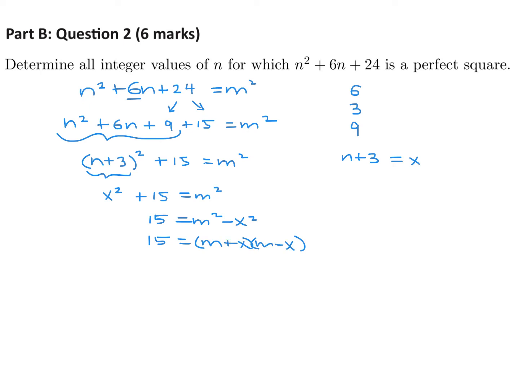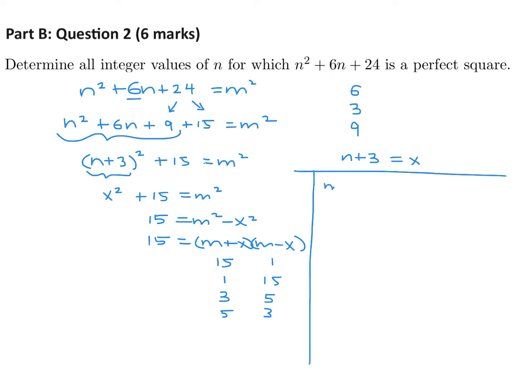Okay, so now this is where the fun begins. How can you get 15 as a product of two numbers? Well, you can either have 15 and 1, or you can have 1 and 15, or you can have 3 and 5, and 5 and 3. I think those are the only integer solutions, because we're always talking about integers here. Okay, so let's do this one step at a time.